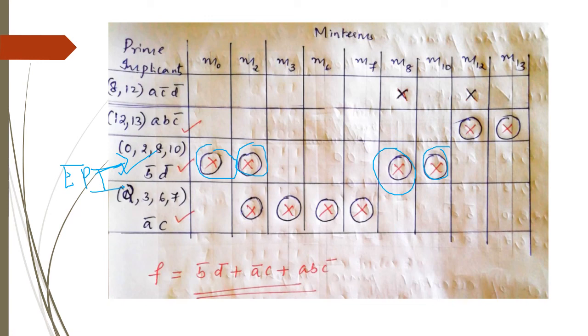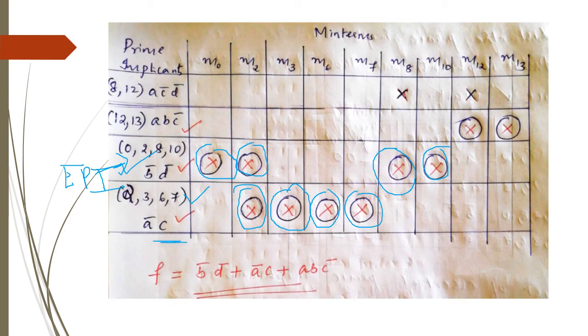Next you check for the other terms. So you have M8, and next is M3, okay, this we'll see later. M3 also has got one single cross mark, so put a tick mark against that prime implicant. Next, for the corresponding row you put a circle. So you get the expression as A bar C.